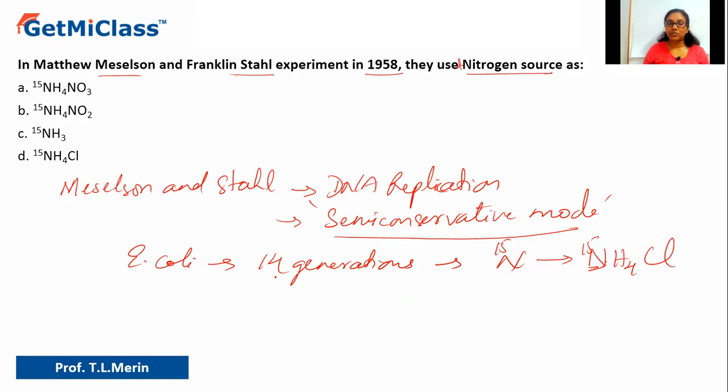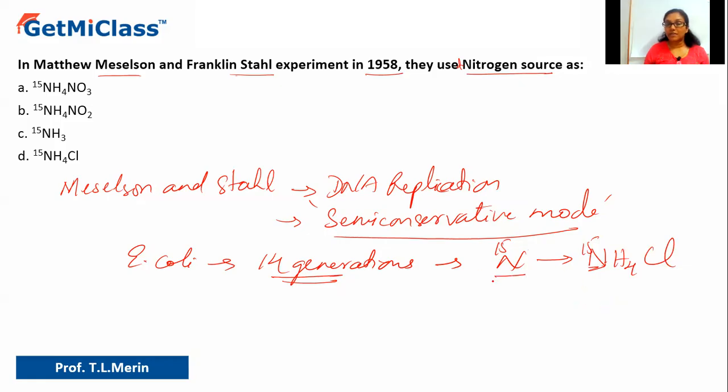And after 14 generations, the entire DNA of E. coli cells consisted of only N15. Later, when they changed the medium to N14, the hybrid of N14 and N15 started forming. And when they continued the generations in N14, then the newly synthesized strand started getting incorporated with N14.